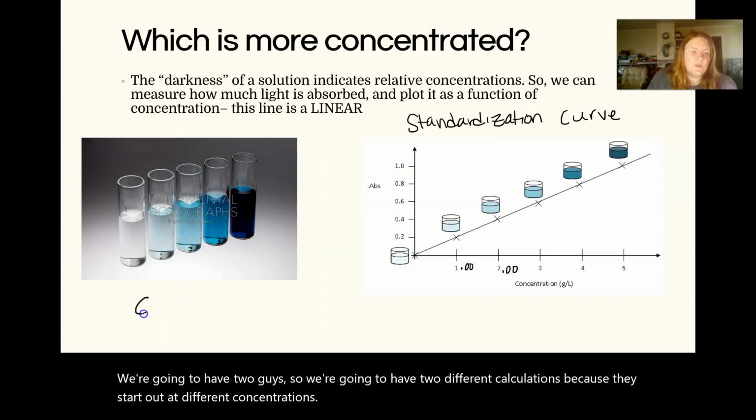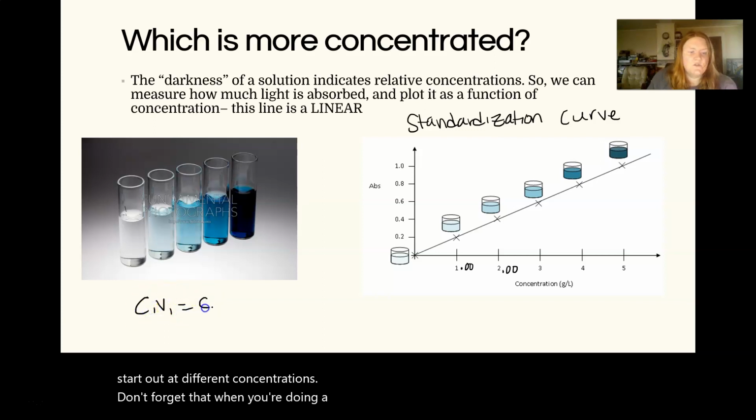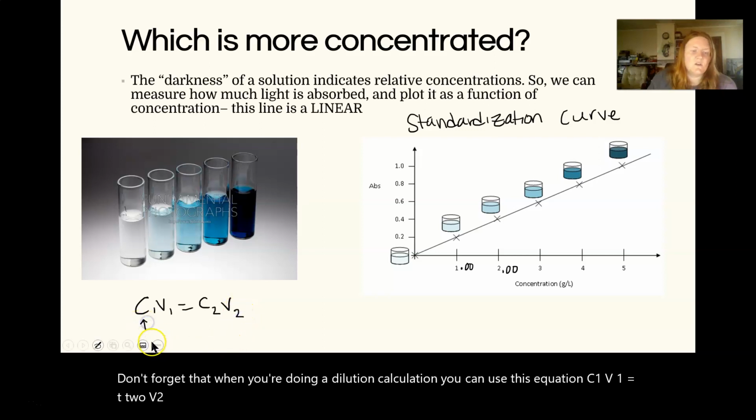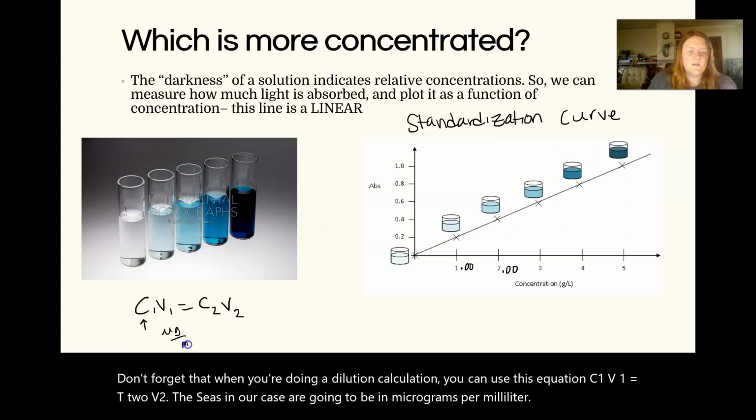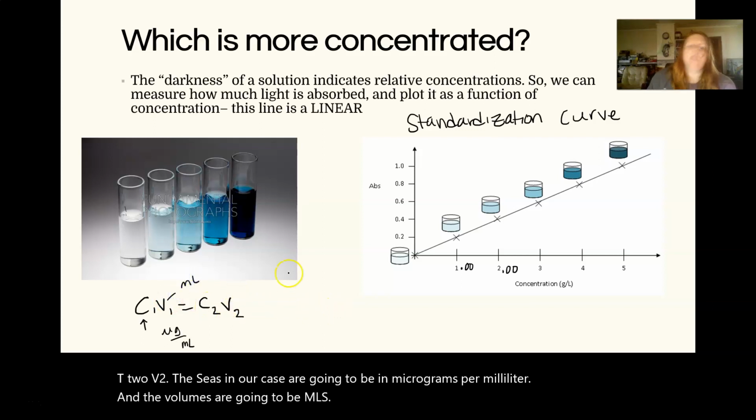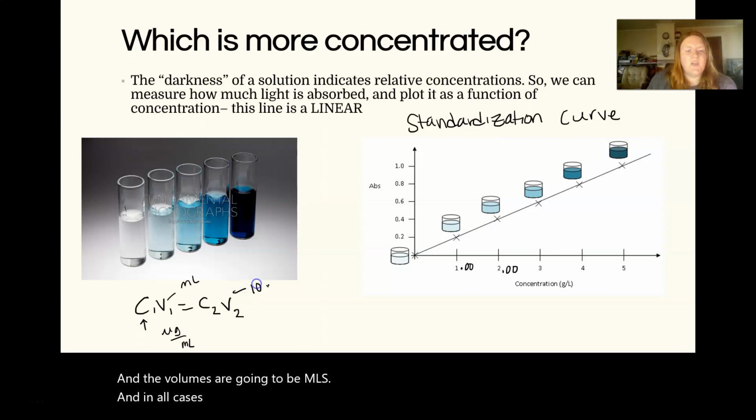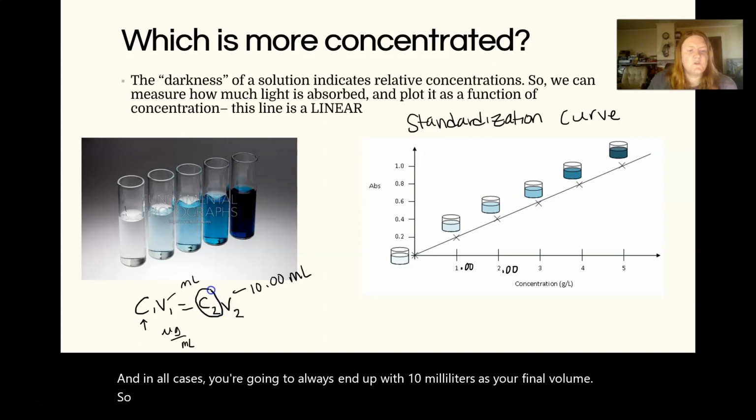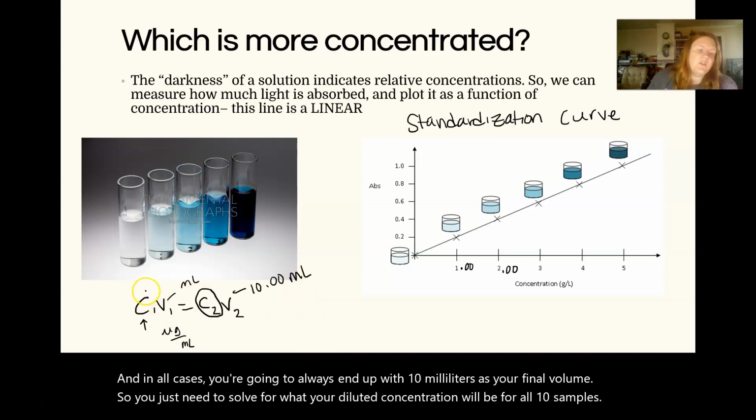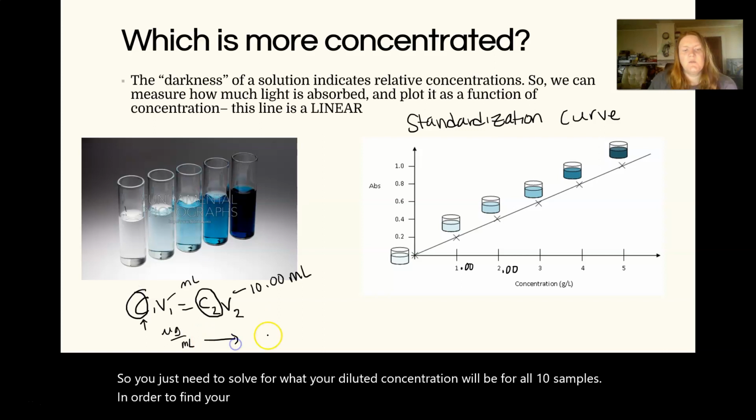Don't forget that when you're doing a dilution calculation, you can use this equation, C1V1 equals C2V2. The C's in our case are going to be in micrograms per milliliter, and the volumes are going to be milliliters. And in all cases, you're always going to end up with 10 milliliters as your final volume. So you just need to solve for what your diluted concentration will be for all 10 samples. In order to find your initial concentration, this is going to come from the pre-lab.